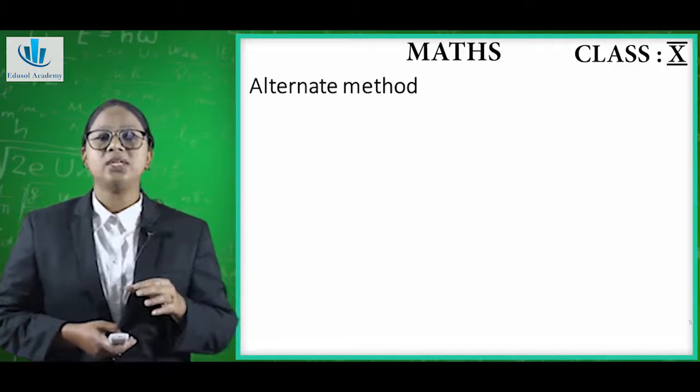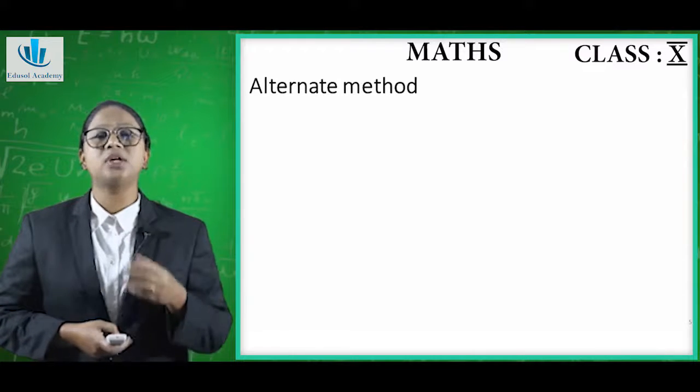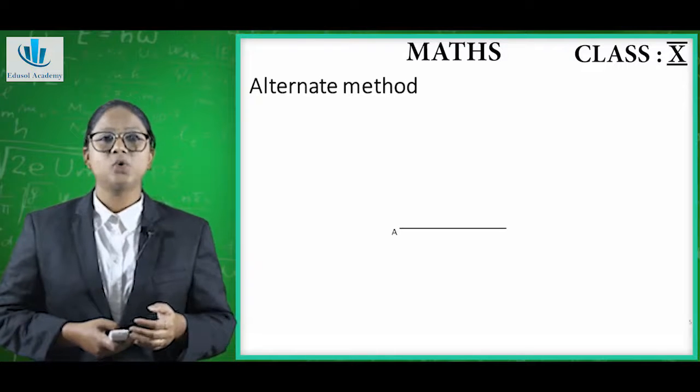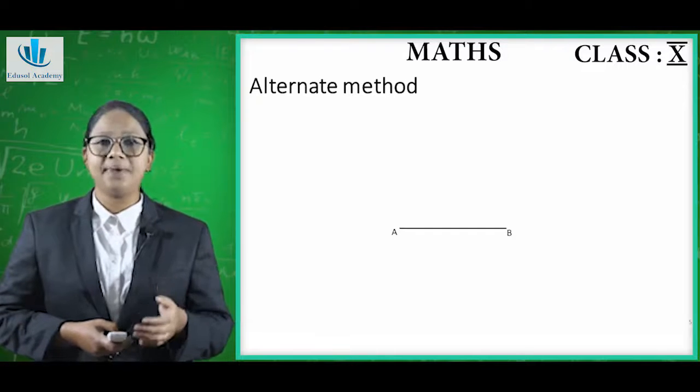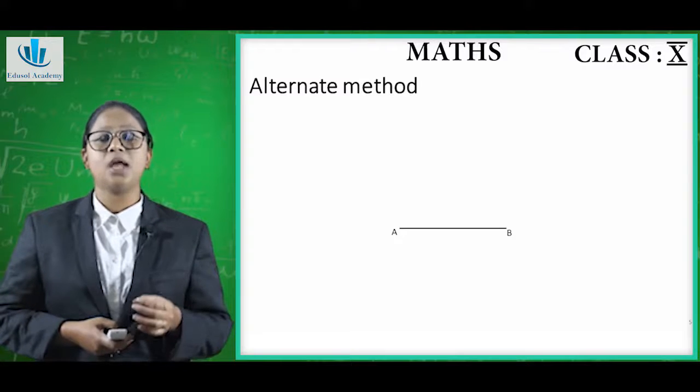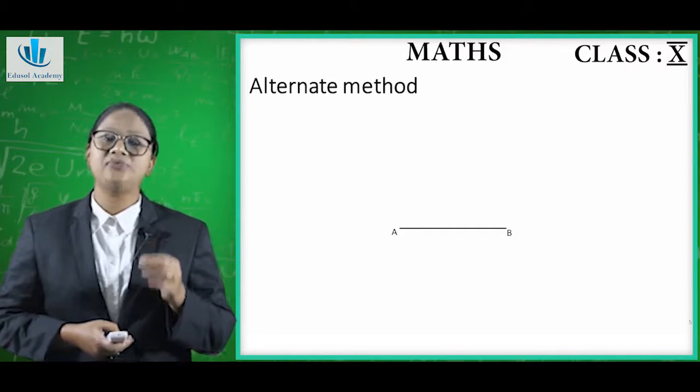Now the same question can be done in another method. So there is an alternative method for this. Let's see how it works. So we begin with the same thing, AB of length 7.6 centimeter. Now we know that the ratio is 2:5.